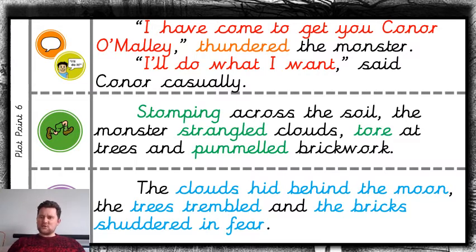So here I'm giving actions to show that the monster's being destructive. Then I'm going to use personification. It's a bit of a pathetic fallacy, really, to make the environment come alive. The clouds hid behind the moon. The trees trembled, and the bricks shuddered in fear. So all of those things aren't actually alive, but I'm making them sound like they are through the verbs I'm using.